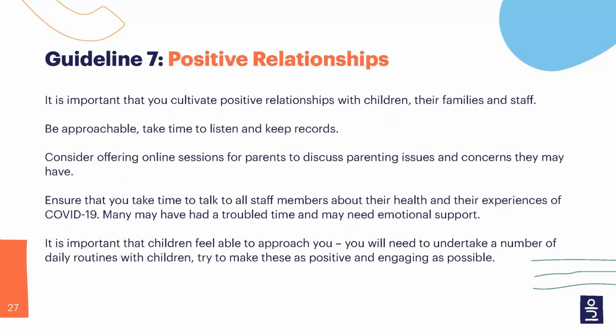Guideline number 7 looks at positive relationships. As nursery schools, we're really good at having fantastic relationships with our children, families, and our staff. It's important now more than ever that we continue to do this, that we have really good methods of communication in place, that we can be responsive and that we can have good clarity as we communicate.